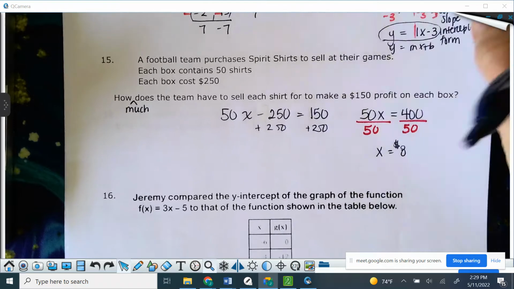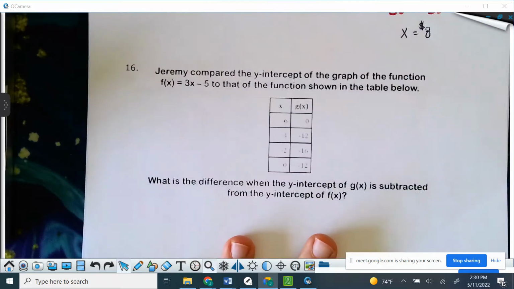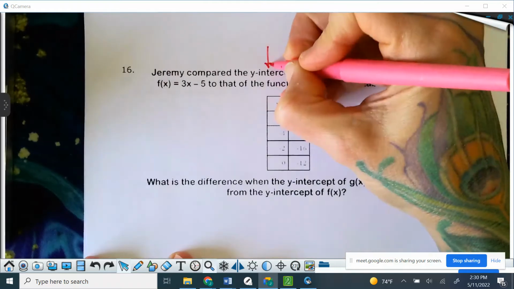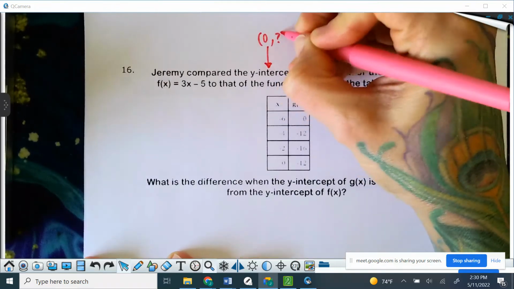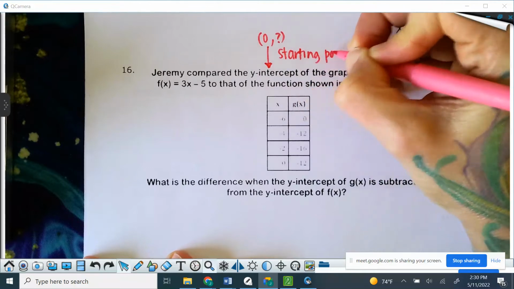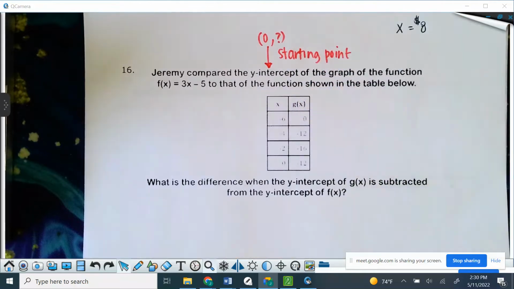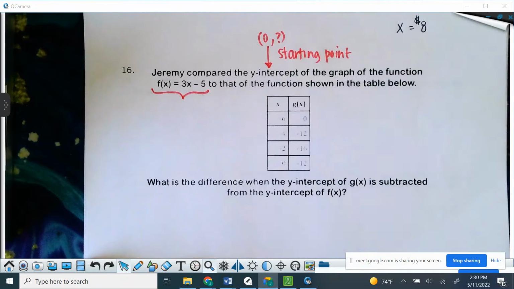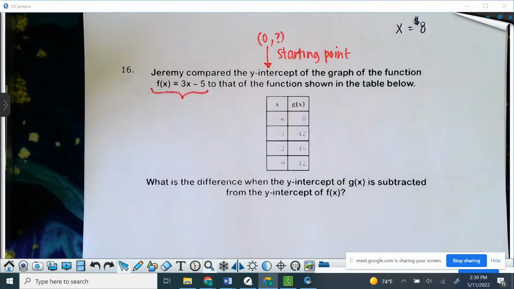Okay. Jeremy compared the y-intercepts of the graph. Hopefully those of you who have been showing up a lot know: y-intercept, that's when x is 0. This is also known as the starting point. It's on the y-axis, again, knowing that x is 0. Of the graph of the function 3x minus 5. So from 3x minus 5, what is our starting point or y-intercept? What do you know is the y-intercept or starting point from 3x minus 5?